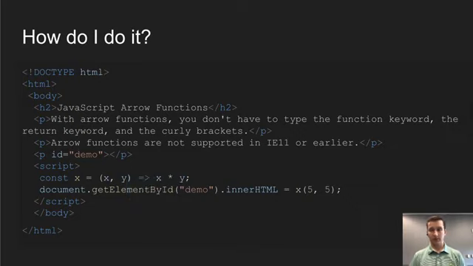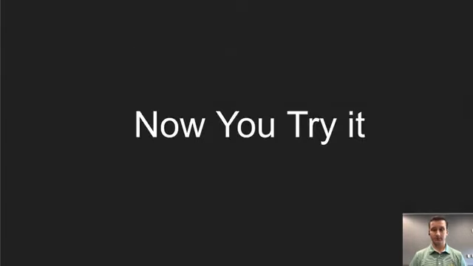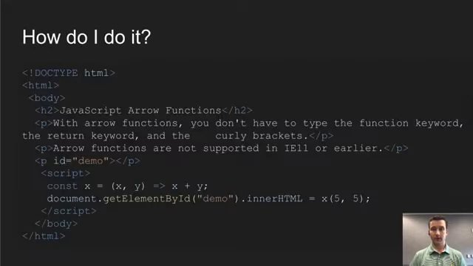Take the example shown above and change it to an addition operation. Here's the solution. We modify this arrow operation to take an x plus y, and then we get the expected output. So, JavaScript arrow functions. With arrow functions, you don't have to type the function keyword, the return keyword, or the curly brackets. Arrow functions are not supported by Internet Explorer 11 or earlier. This demonstration shows you how to use an arrow function.